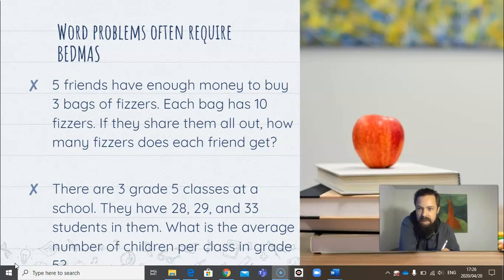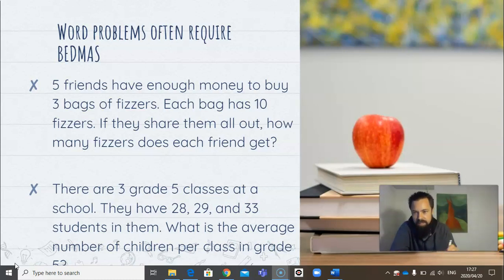And each bag has 10 fizzes. And we need to find out how many fizzes each person gets if they share them out equally. If they share them all out. I'm also going to jot down the information from the other one so we don't have to jump back and forth too much.